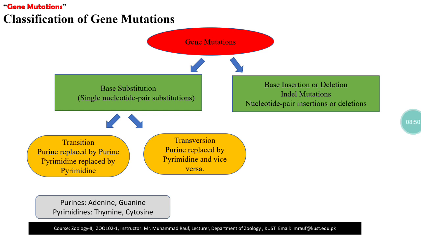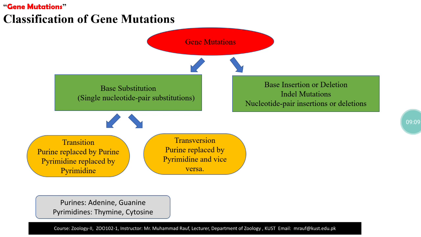Transversion occurs when a base of one chemical category is replaced with a base of a different chemical category. A double-ringed purine is replaced with a single-ringed pyrimidine, or vice versa.